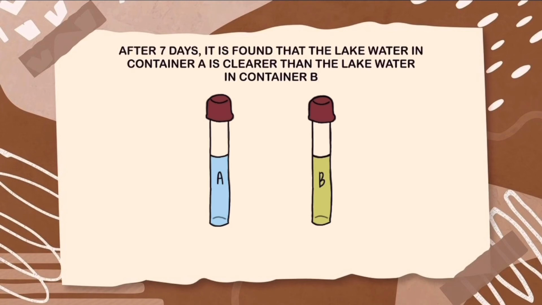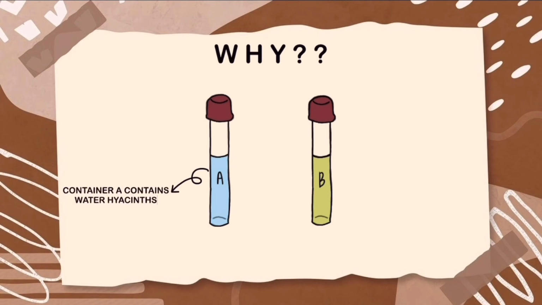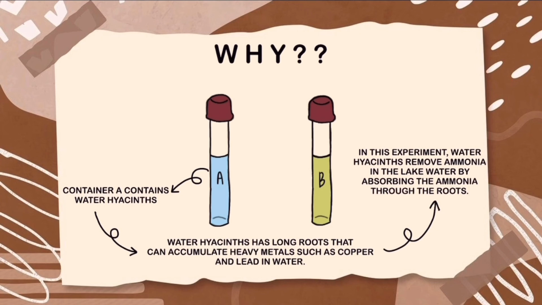After 7 days, it is found that the lake water in container A is clearer than the lake water in container B. This is because container A contains water hyacinths. Water hyacinths have long roots that can accumulate heavy metals such as copper and lead in water. In this experiment, water hyacinths remove ammonia in the lake water by absorbing the ammonia into the roots.